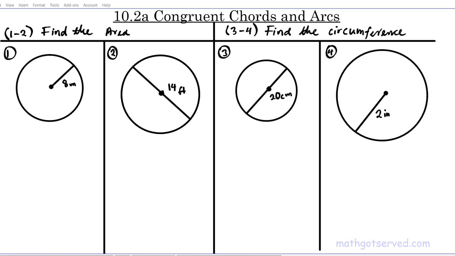Alrighty, let's get started. So in question 1 and 2, we are to find the area of the given circles with indicated measures. In question number 1, we have a circle with the radius. The segment from the center of the circle to the circumference is the radius. A circle with a radius of 8 meters, so we have to find the area of that. First of all, let's specify what the formula for area is. The formula for the area of a circle is pi times radius squared.